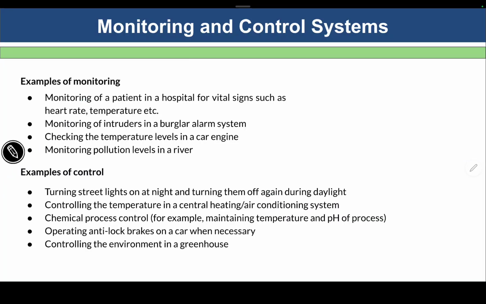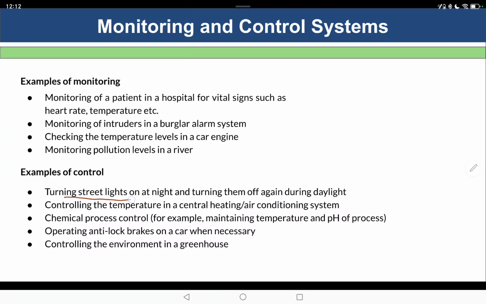Now examples of control systems. We have turning street lights on at night and then turning them off again during the day. You should see this in your surroundings, whereby the light goes off in the morning during the daylight, and then at night the light is switched on. Then we have controlling the temperature in a heating system or air conditioning system. Also, an example of a control system is chemical processes, for example, maintaining the temperature and pH of a chemical process. Also, control systems are used in cars, for example, anti-lock brakes when necessary. Then they are also used in controlled environments such as greenhouses.